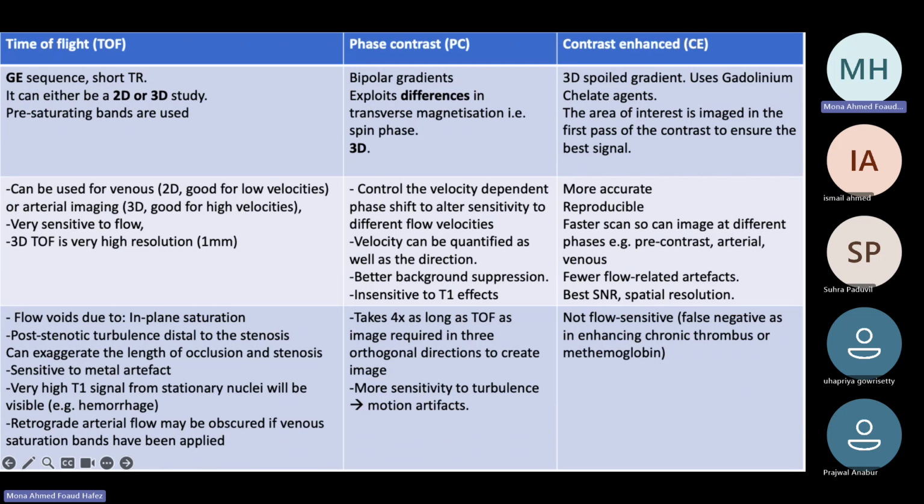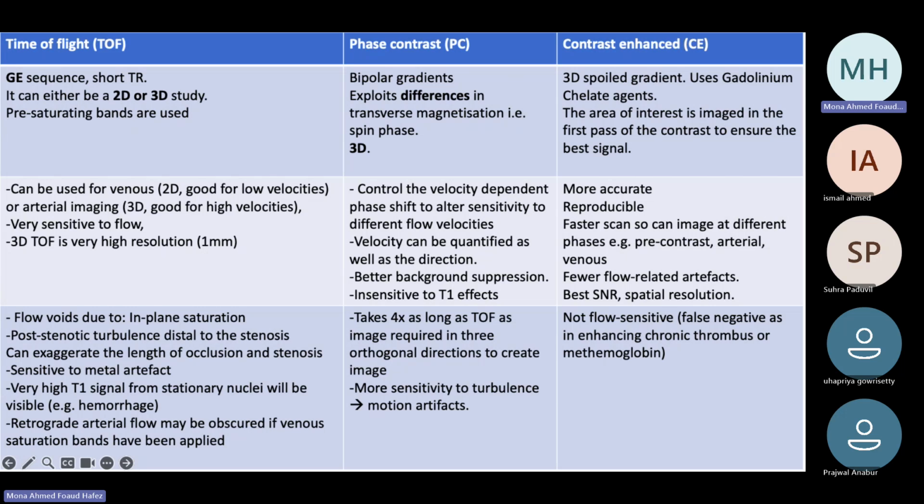It can be used for venous, but we use it more in arterial. We make it in 3D TOF with very high resolution. It is very sensitive to flow. These are the advantages of time of flight, but it has disadvantages, such as flow-wise signal loss due to in-plane saturation. Maybe a small artery coming in the same direction as the vein will be saturated. Post-stenotic turbulence: distal to the stenosis there will be turbulence, and it will give a bad image. It can exaggerate the length of occlusion and stenosis.